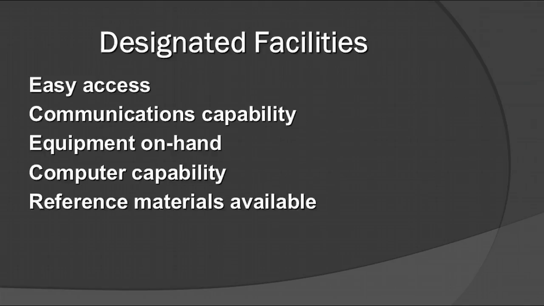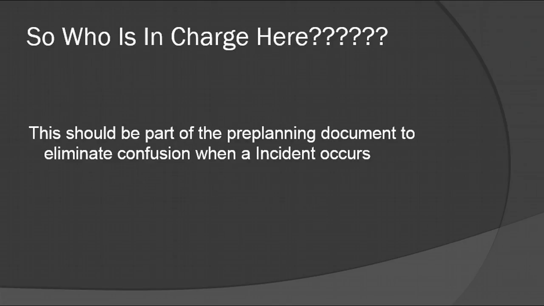Designated facilities. Is there easy access to these facilities? What is their communication capability? The equipment on hand or computer capability, and is there reference material available? So who is in charge here? Again, when we talked about planning ahead, it's important to make sure that there are agreements in place and policies that are actually followed when an incident happens, so that people know who's in charge or who's taking care of the situation.